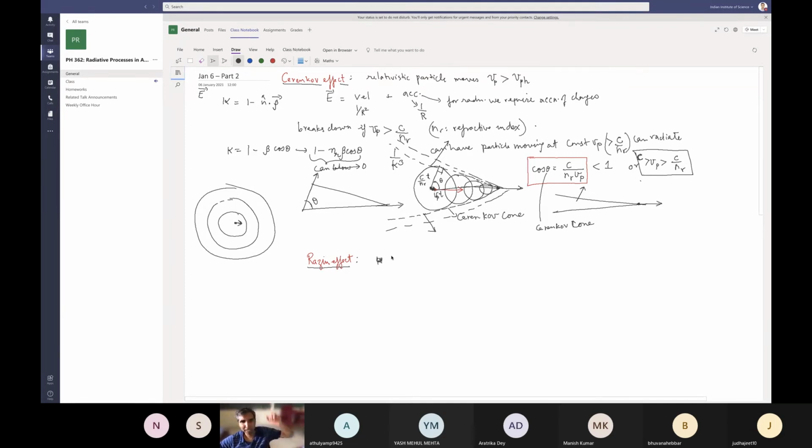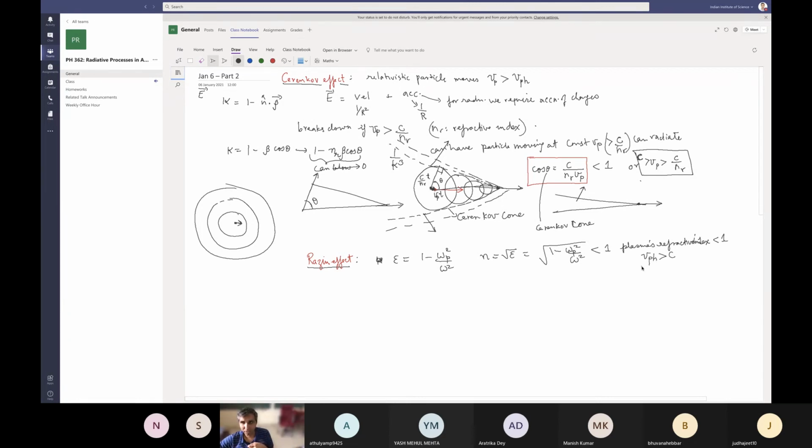Right, so in a plasma you remember epsilon was 1 minus omega_p squared by omega squared, and n, the refractive index, is the square root of epsilon. This is equal to the square root of 1 minus omega_p squared by omega squared, which is less than 1. So the plasma's refractive index is less than 1, or v_phase is greater than c. We already talked about this.